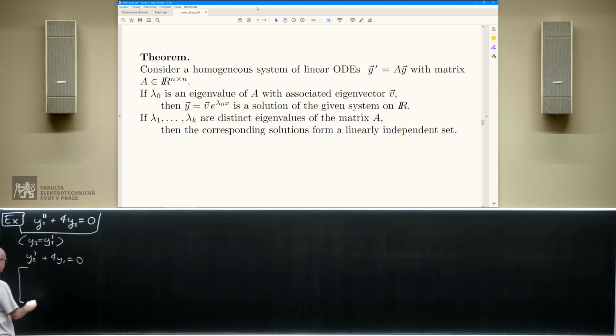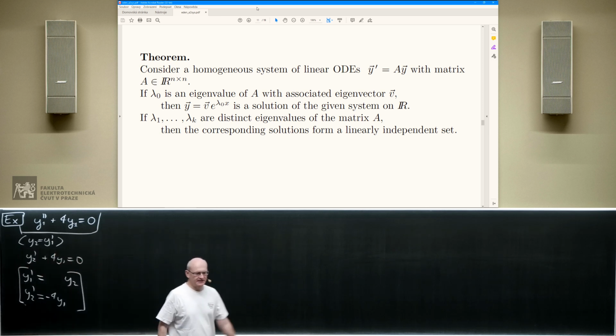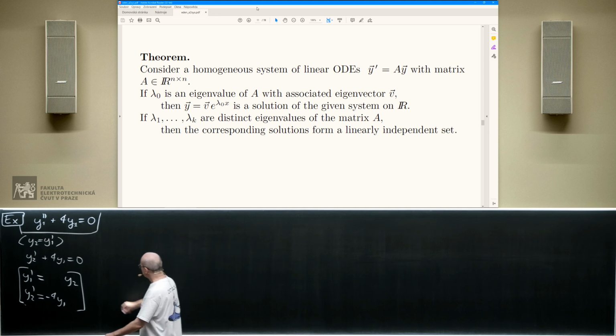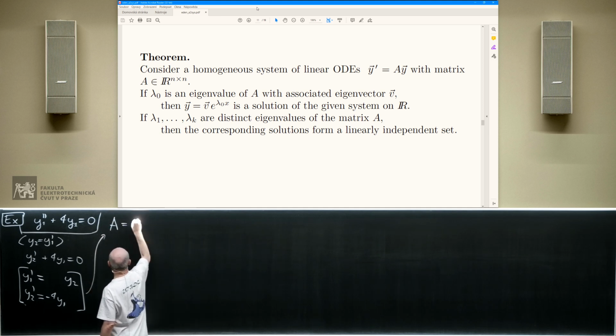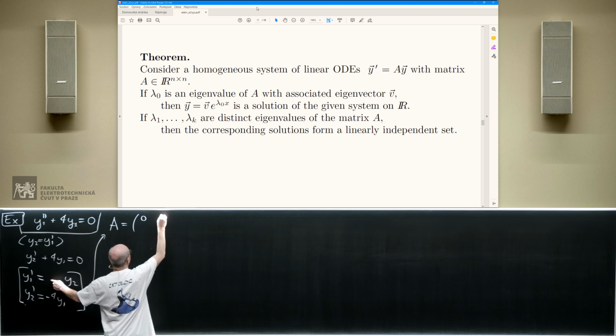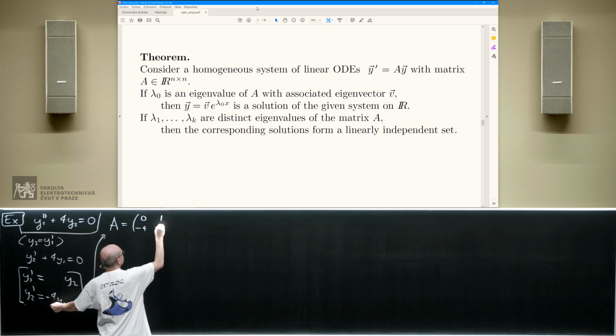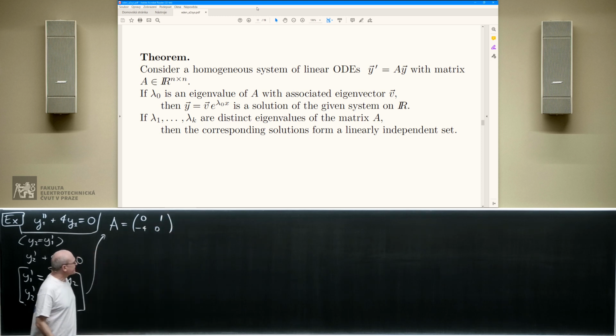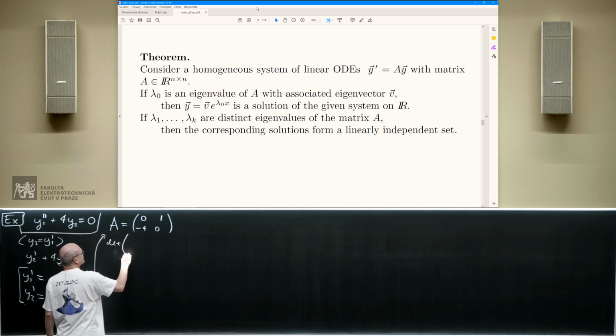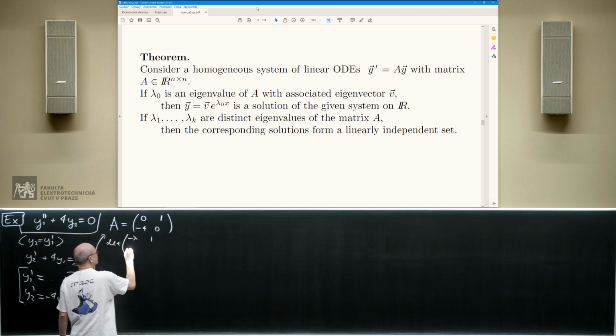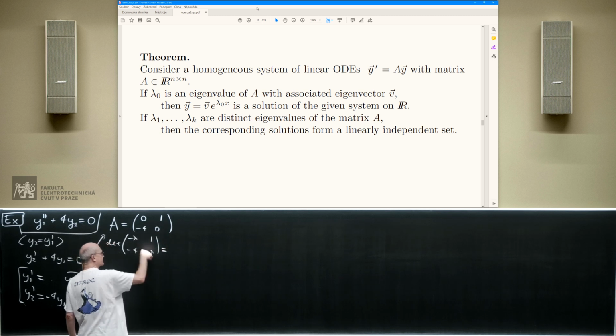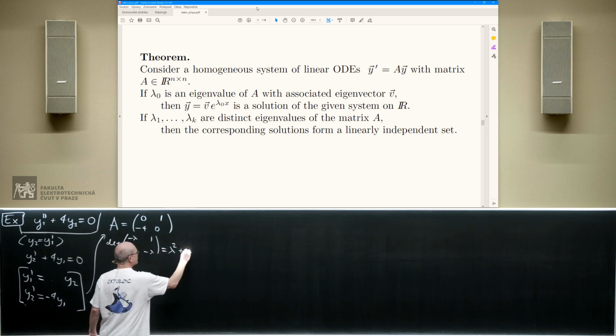y1 derivative is y2, and y2 derivative is negative 4y1. So that was the transformation. Let's see. The matrix of the system is 0, 1, negative 4, 0. Let's hunt for eigenvalues. The determinant of negative lambda, 1, negative 4, negative lambda is lambda square plus 4, and this is supposed to be 0.